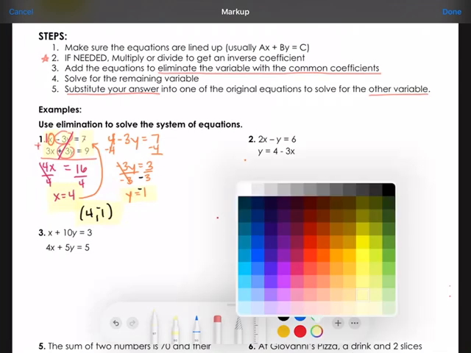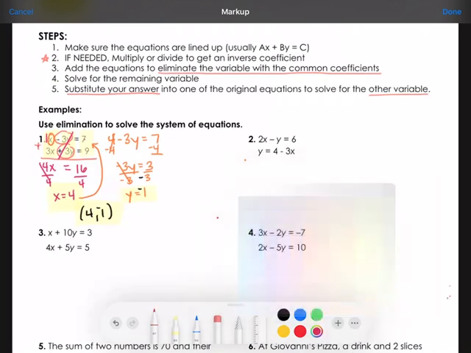All right, so we're going to move on to this next one. And right away I see that step 1 has actually not been completed for me. The equations are not lined up. I don't have x's on top of x's.